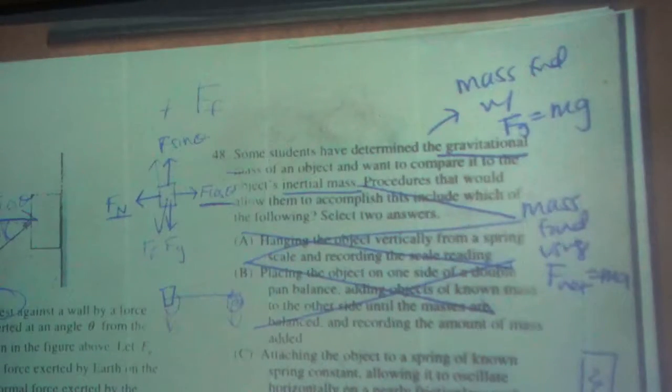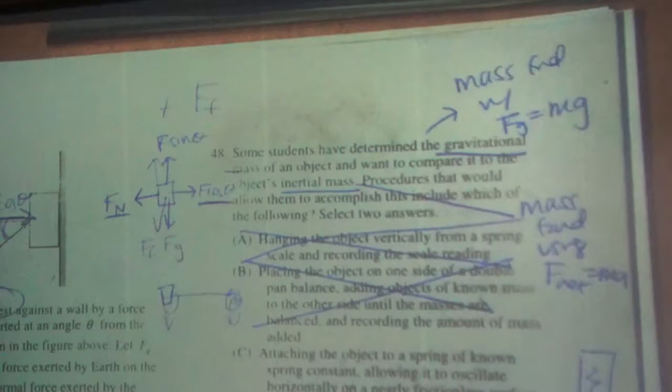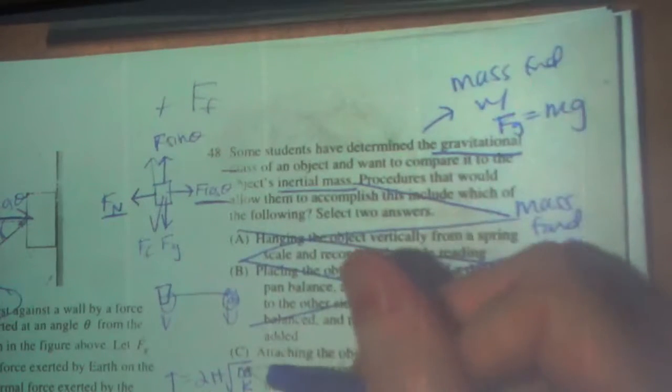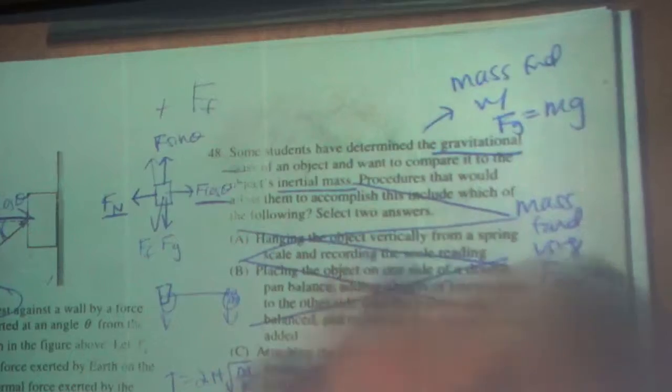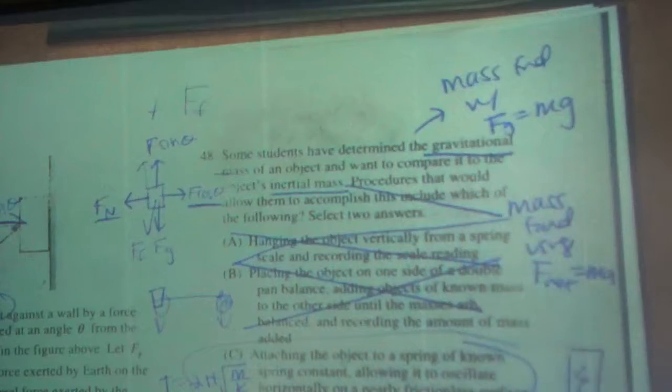C, attaching the object to a spring of known spring constant and allowing it to oscillate horizontally on a nearly frictionless surface and measuring the period. That would be using T equals 2 pi square root of m over k. That's not using gravity at all. If you were to go into outer space and take a spring and stretch it out, it would still oscillate whether there was gravity or not. It doesn't depend on gravity. So that would be the inertial mass.